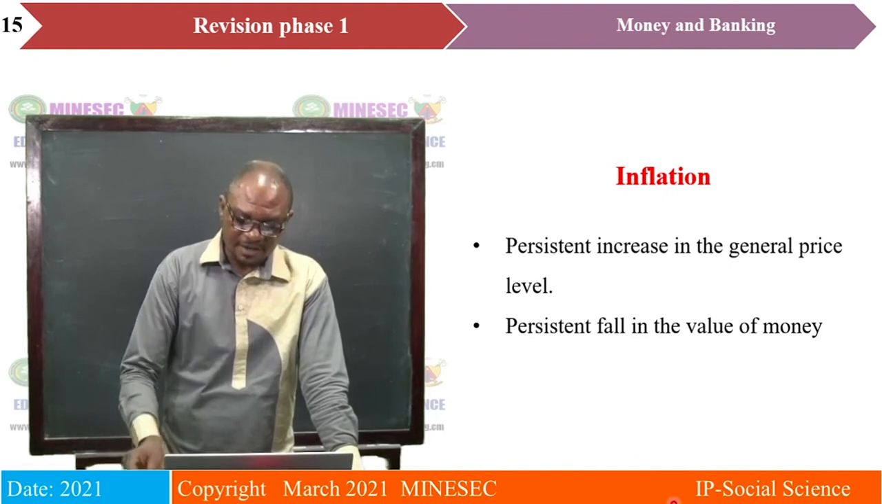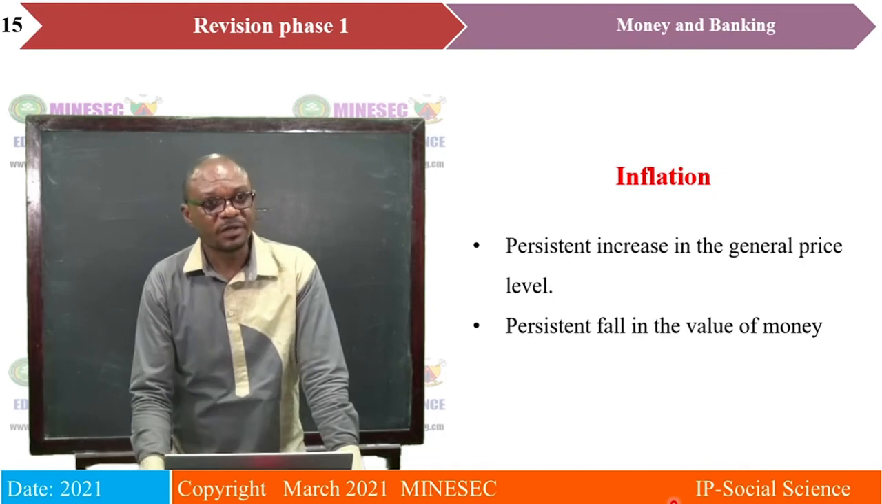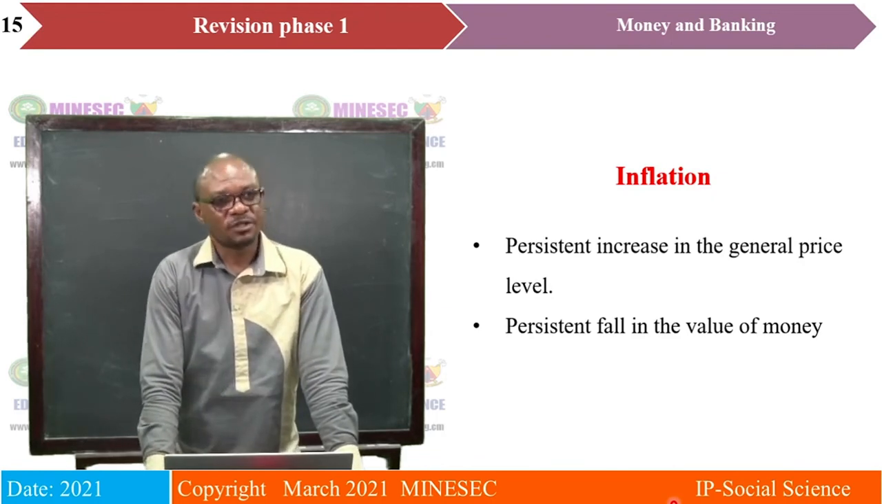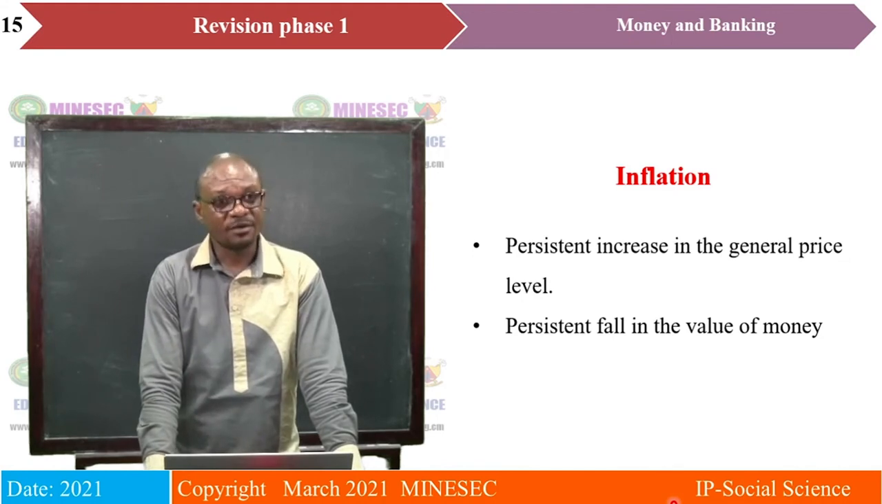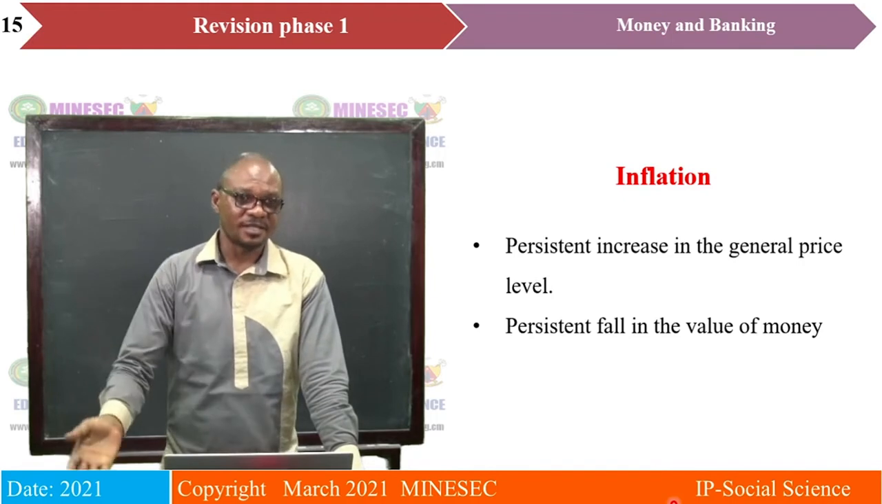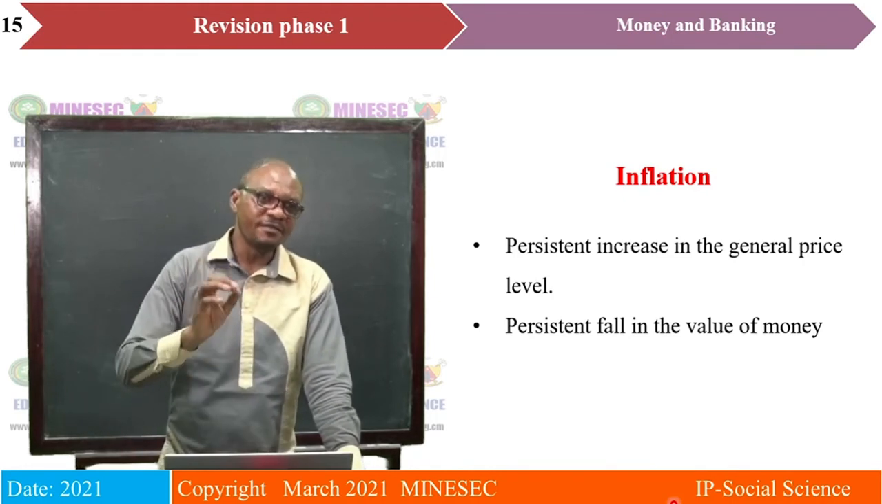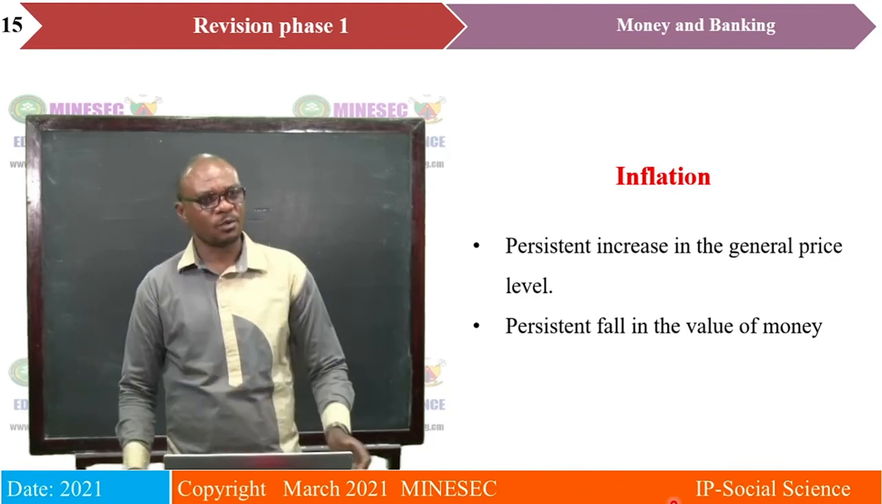When there is a persistent fall in the value of money, it means that there is inflation in the economy. So inflation can also be seen as a persistent fall in the value of money, because when the price level is rising, it will mean that a given amount of money can only purchase fewer goods.